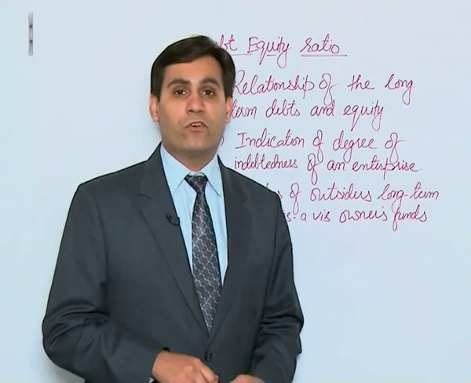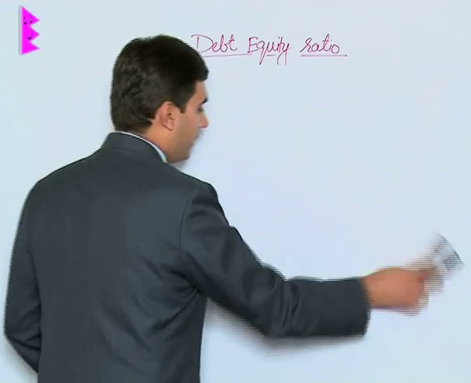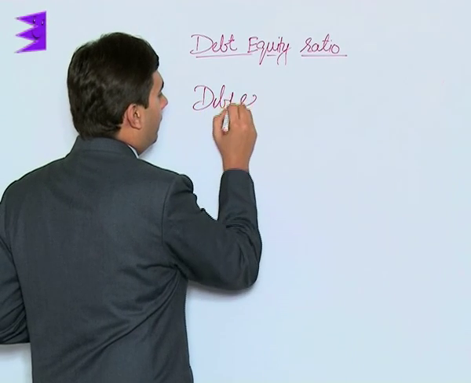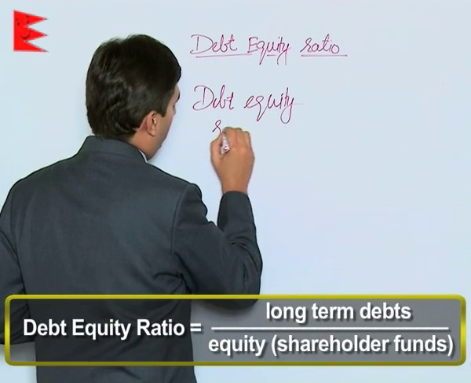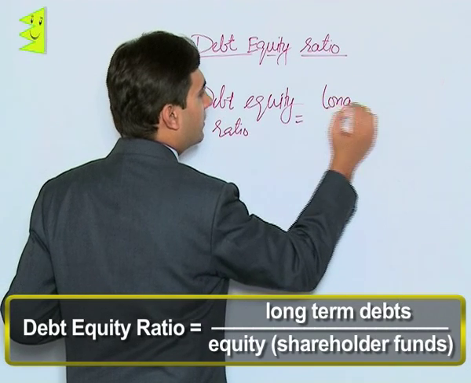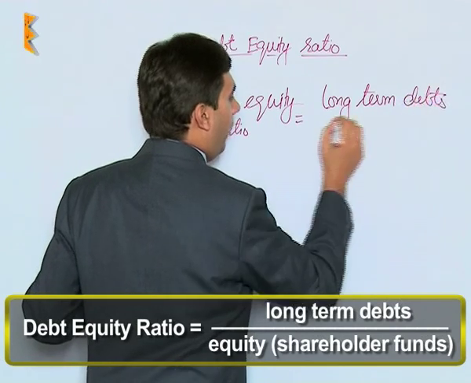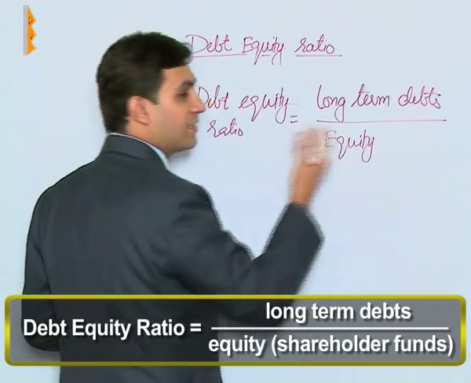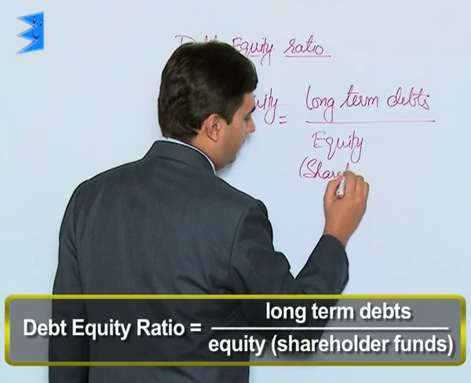So students, let us come to the formula of debt equity ratio. The formula for debt equity ratio is: debt equity ratio is equal to long term debts upon equity, and in some cases equity can also be referred to as shareholders funds.